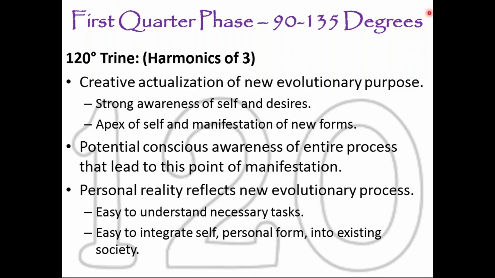And so whatever is here for us in our personal reality when we have Mars Pluto at this point is going to reflect all of this evolutionary process to this point. There will be an ease of understanding, an ease of making the necessary tasks, an ease to integrate self and whatever these desires are that we're manifesting. They will be accepted by society. They will be understood by society. We can be seen. We can be understood.